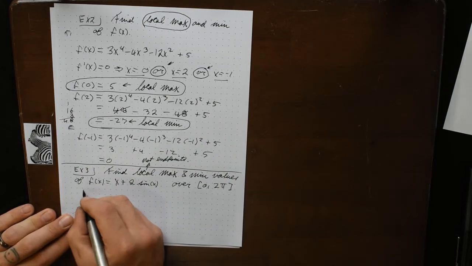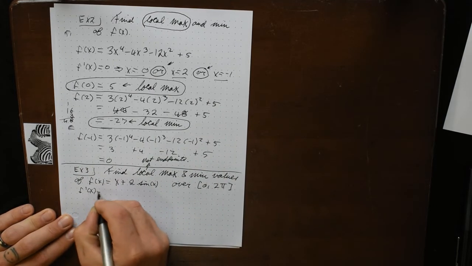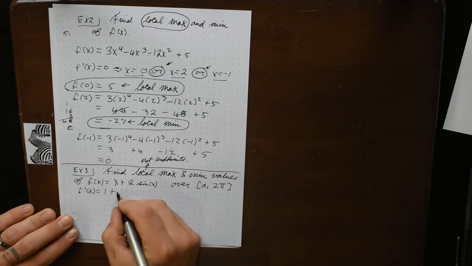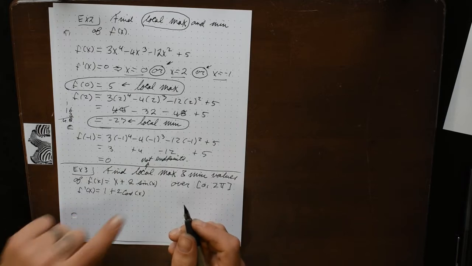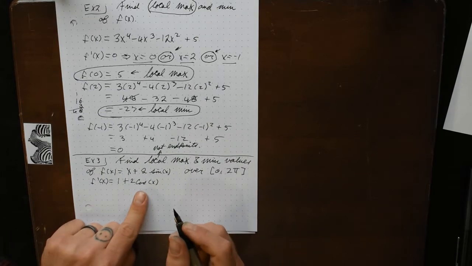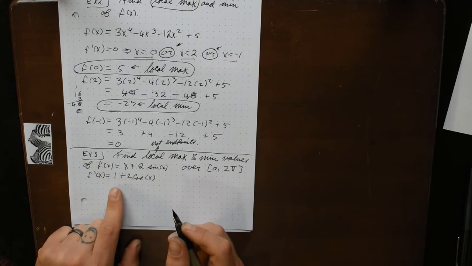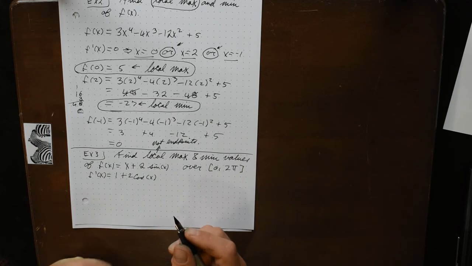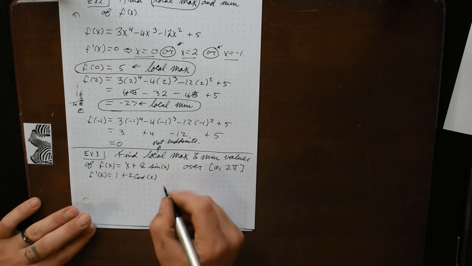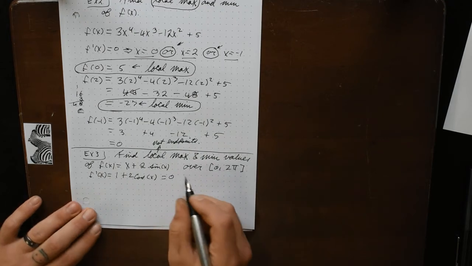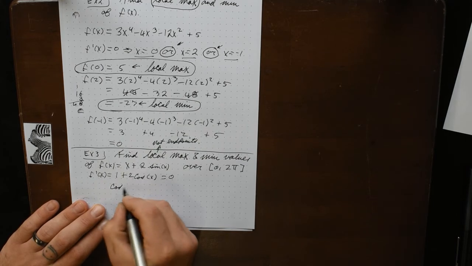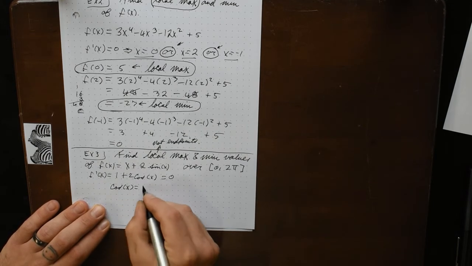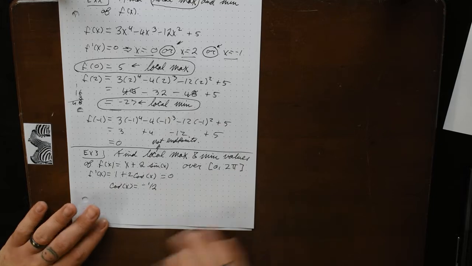Regardless, we need that derivative. F prime of x is equal to 1 plus 2 times the cosine of x. Cosine of x is defined everywhere, and you can always add 1 to a real number, so we're good. That derivative exists everywhere. Well, that means we need to figure out where that derivative is equal to 0. So mystical algebra says that we want to figure out where the cosine of x is equal to negative 1/2.